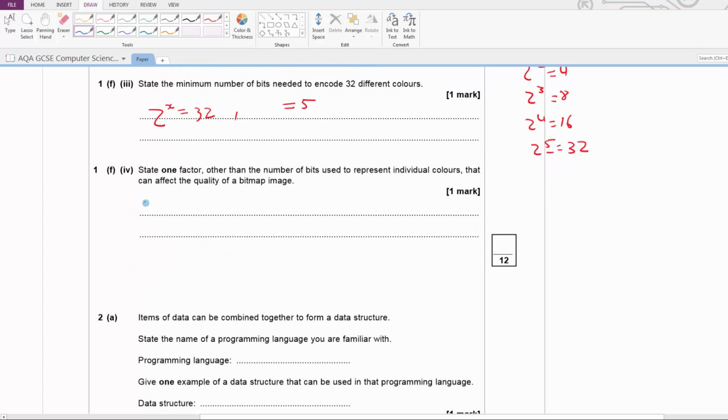The final part now says to state one factor, other than the number of bits used to represent individual colours, which we've kind of been talking about. This is something called the colour depth, by the way. Not something you need to know about, but just thought I'd throw it in there. That can affect the quality of a bitmap image.